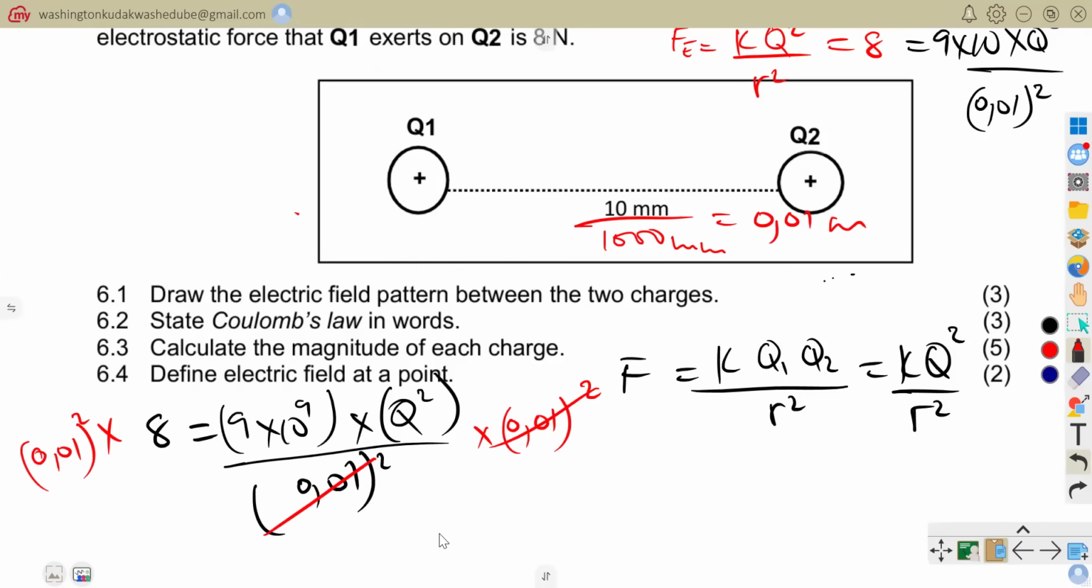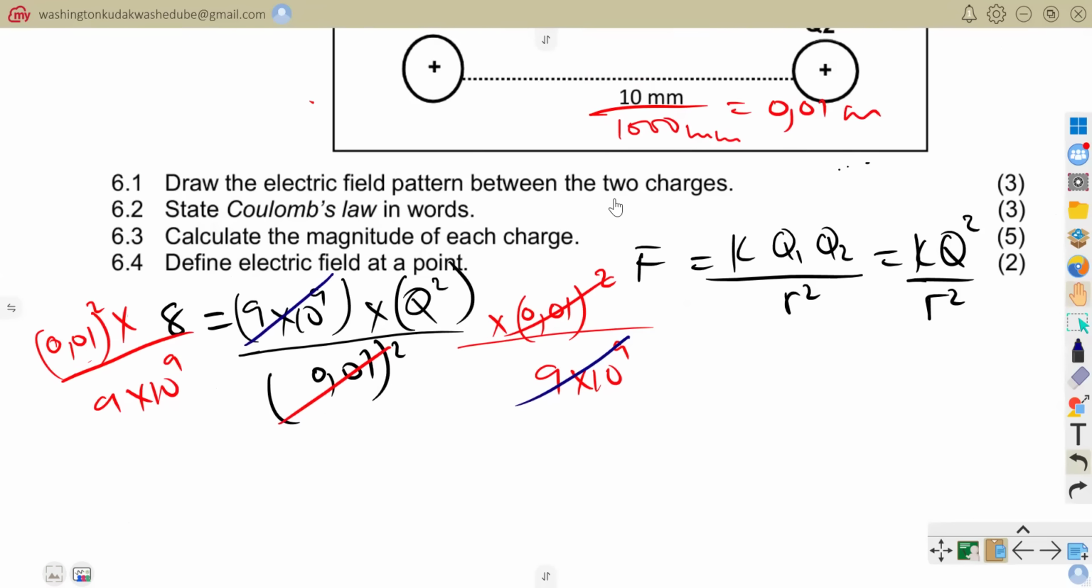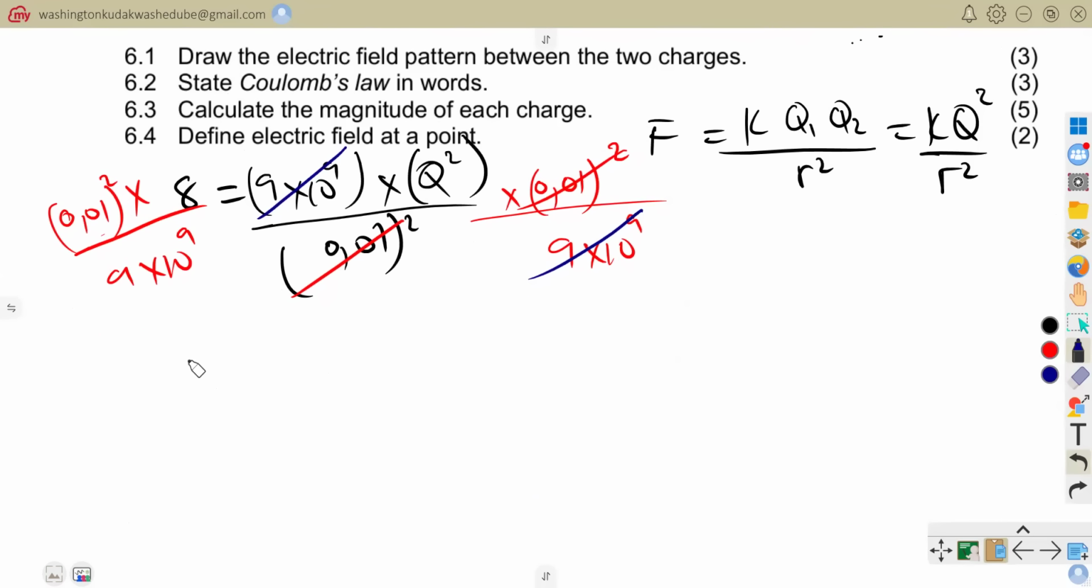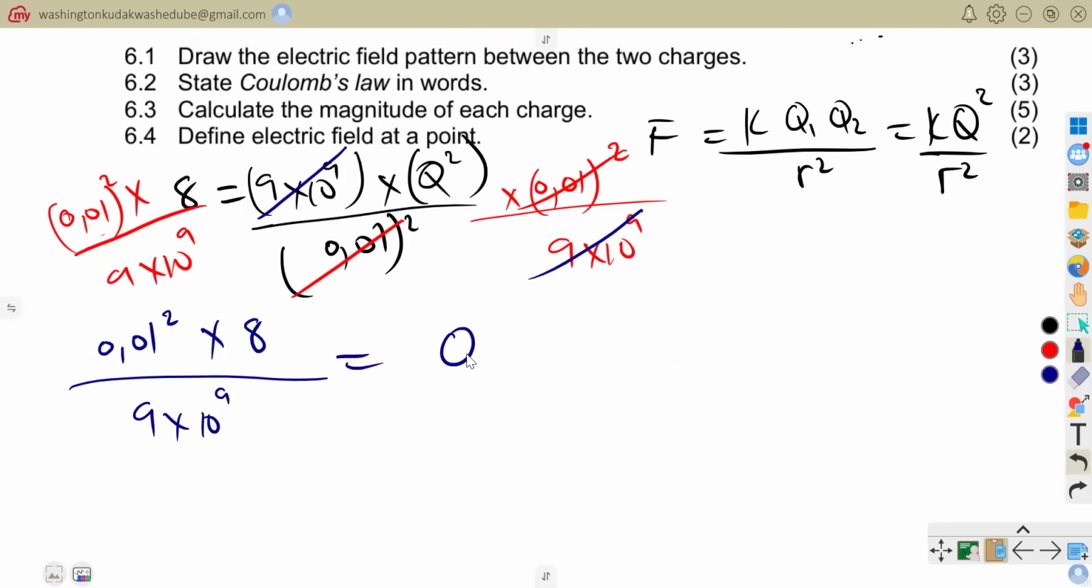This and that will cancel out. And then I will divide by 9 times 10 to the power 9, and this will cancel with that. I'll be left with Q squared being equal to everything on that side. Now I'm looking for Q. So 0.01 squared times 8 all over 9 times 10 to the power 9 is equal to Q squared. How do I find Q there? I'll just take the square root of that.